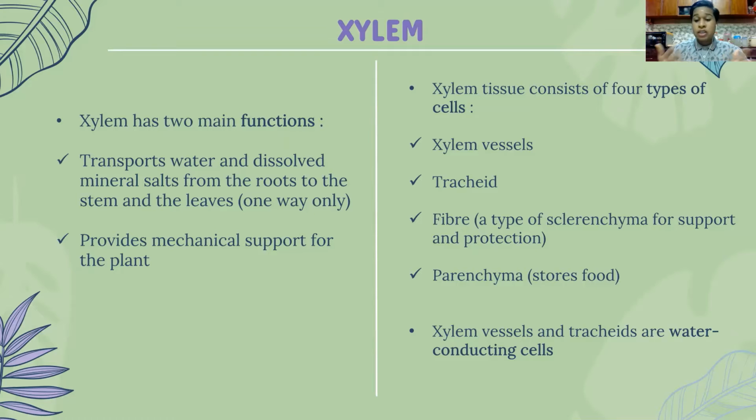Fiber is a type of sclerenchyma tissue because it has rigid secondary walls, which provide support and protection for the plant. Parenchyma is also a type of tissue, which is used to store food. Xylem vessels and tracheids are water conducting cells. This is because xylem vessels and tracheids only conduct water, which means they only allow the flow of water and mineral salts. That's why they are called water conducting cells.